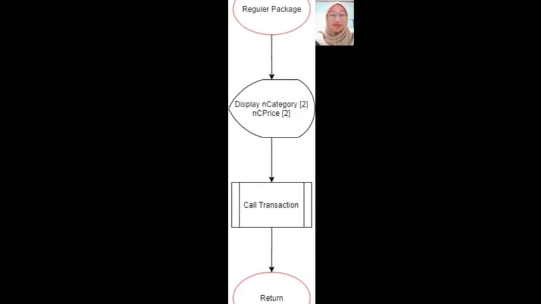Next, flowchart regular package, starting with the terminator symbol to start, then displaying the category and price with the display symbol. The process uses the predefined symbol for executing a section, then finally returning with the terminator symbol.